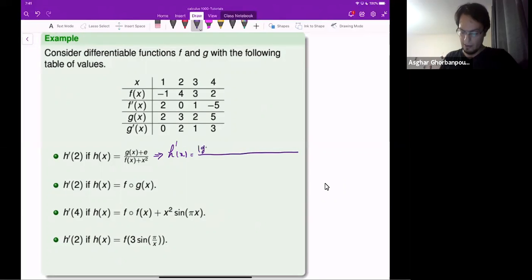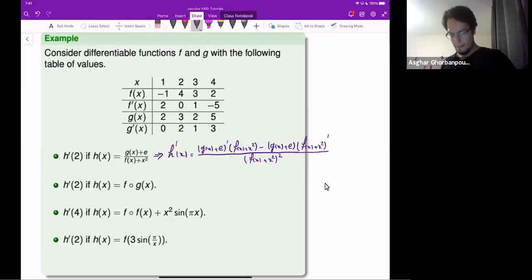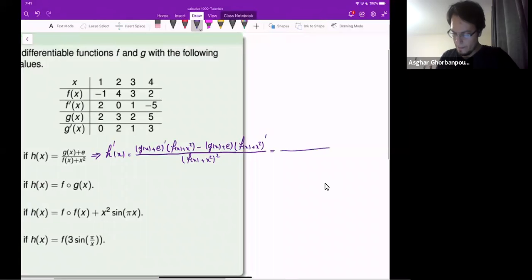So the derivative of the numerator, g of x plus e, times the denominator, minus the numerator itself times the derivative of the denominator. Then the denominator squared. Okay. Let me just continue here.